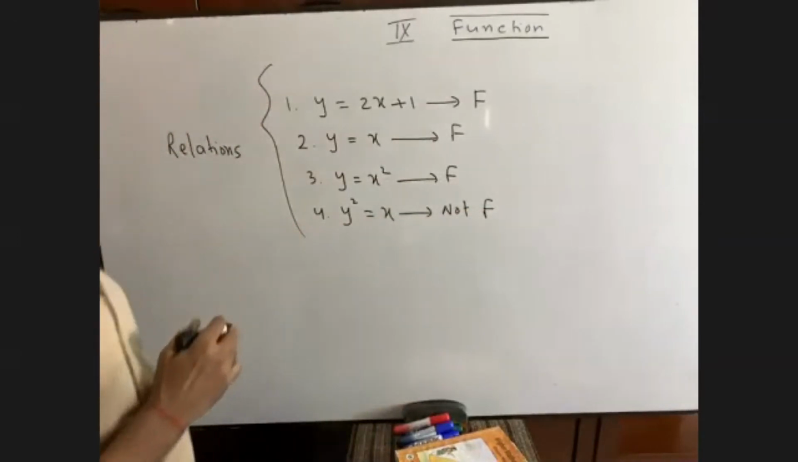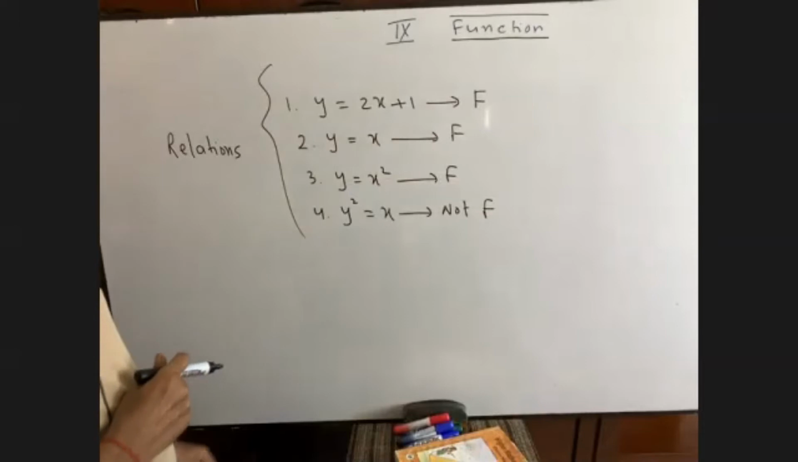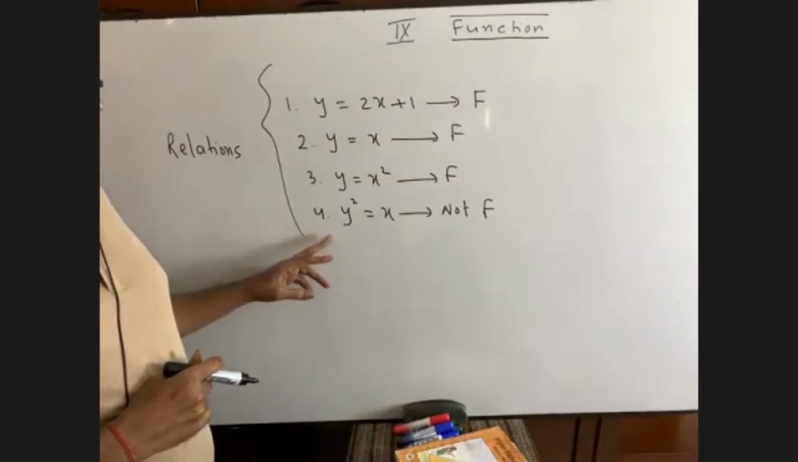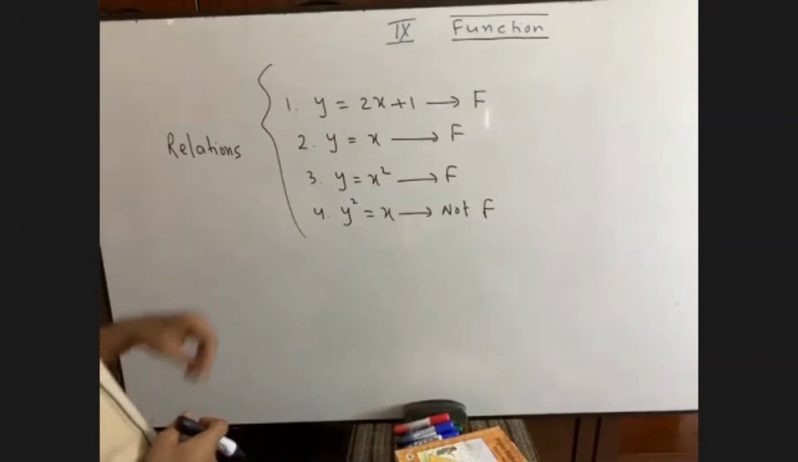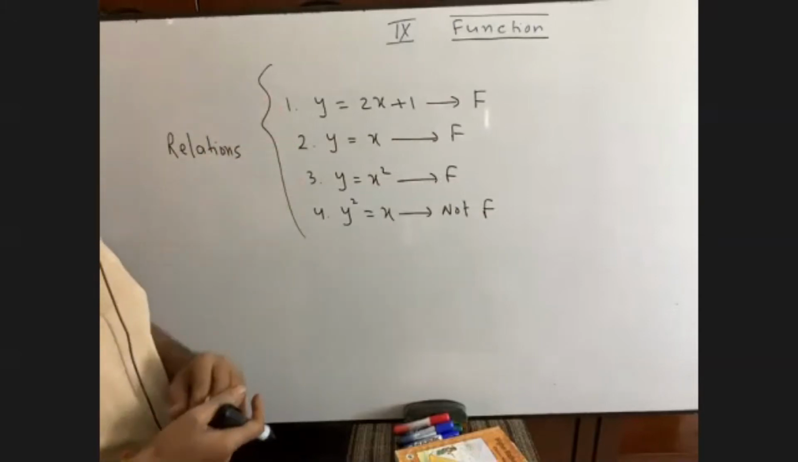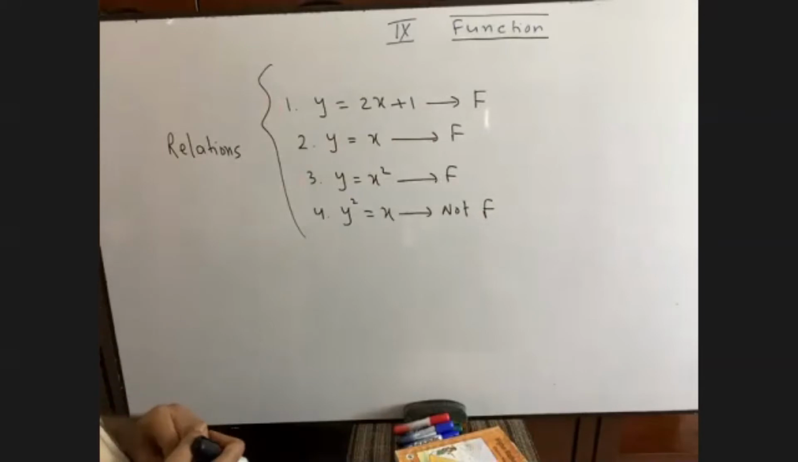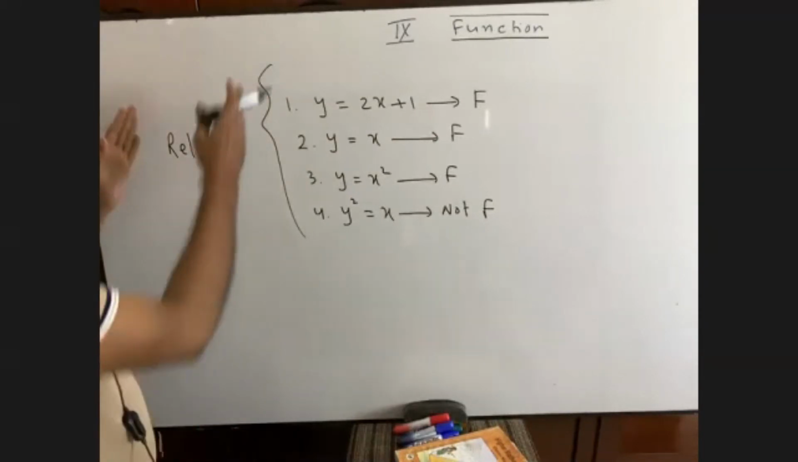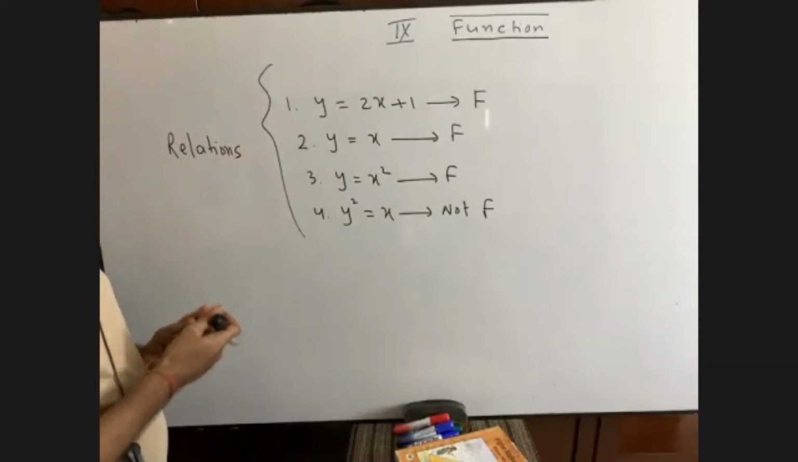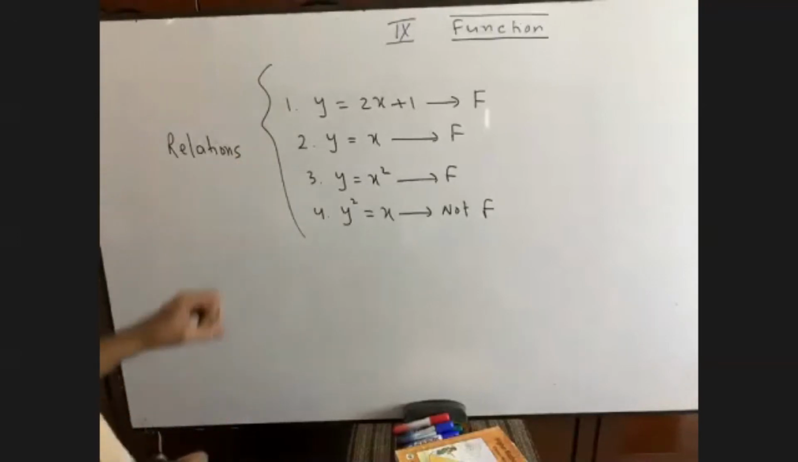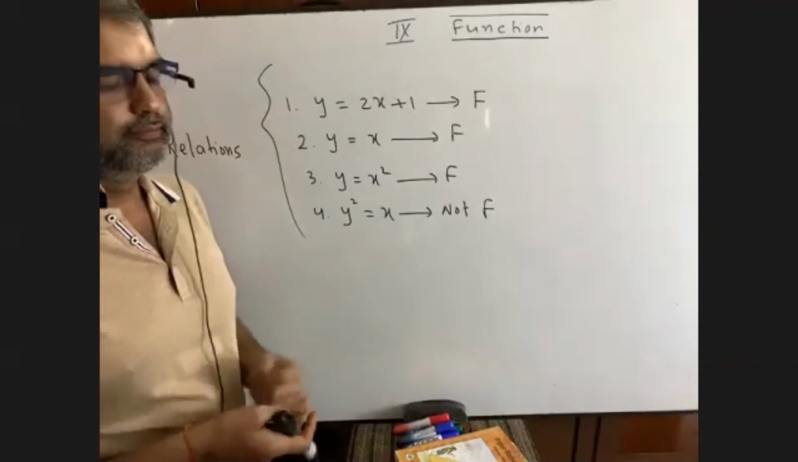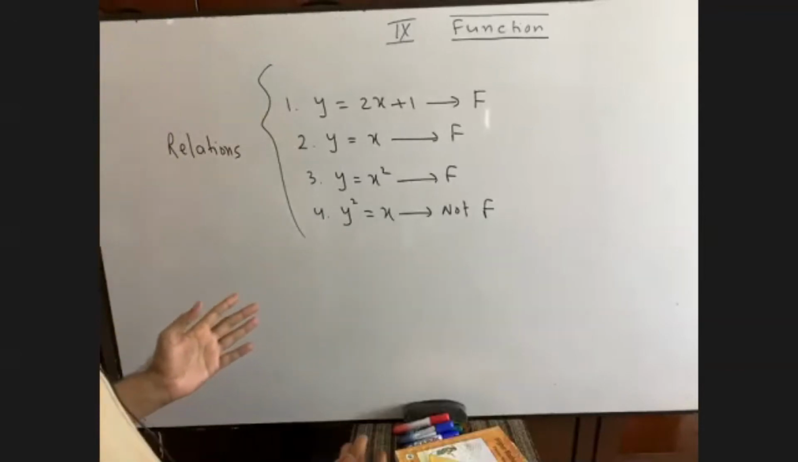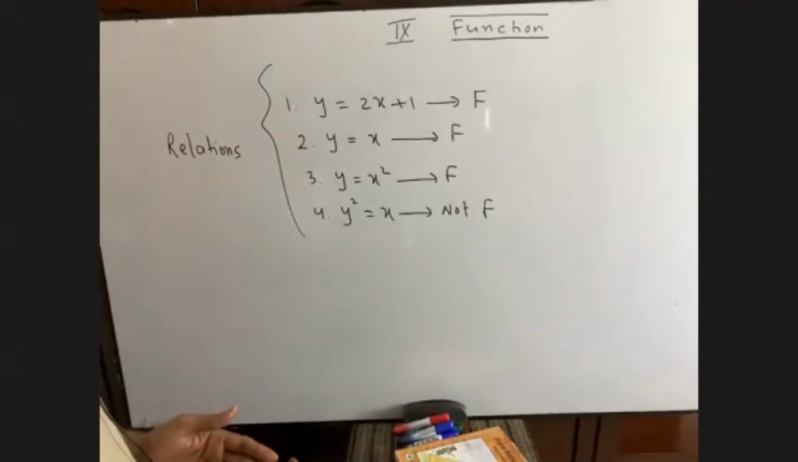My question is that why number 4 is not a function, but why the first 3 are functions? I am telling, all of them are relations. Out of these 4, the first 3 are functions, but this is not a function. Why is it happening?